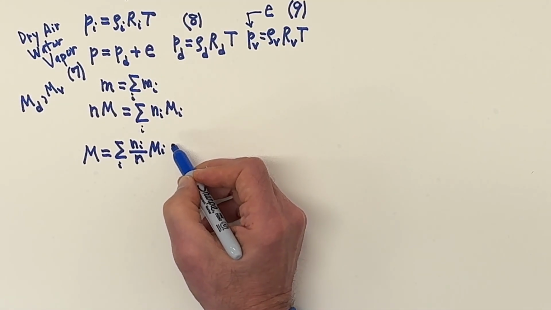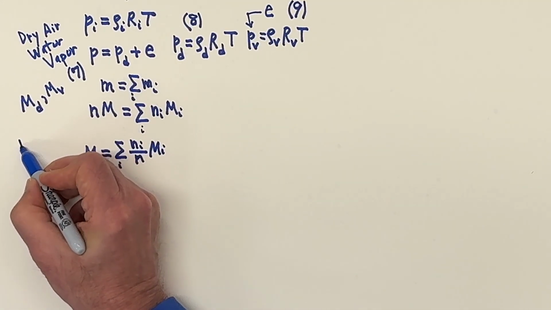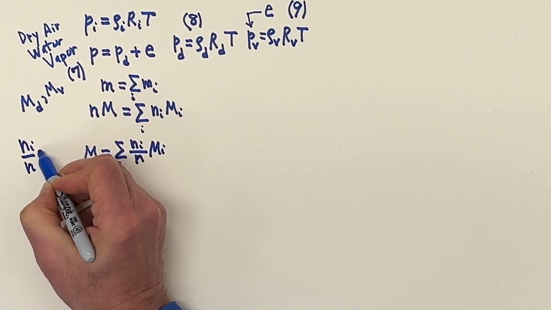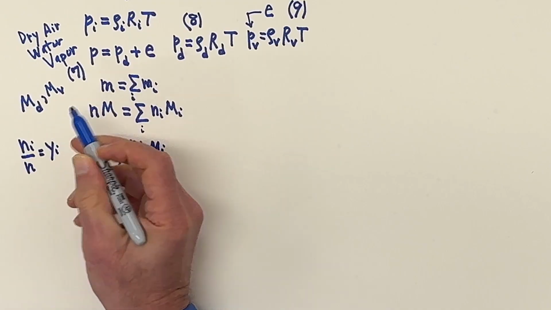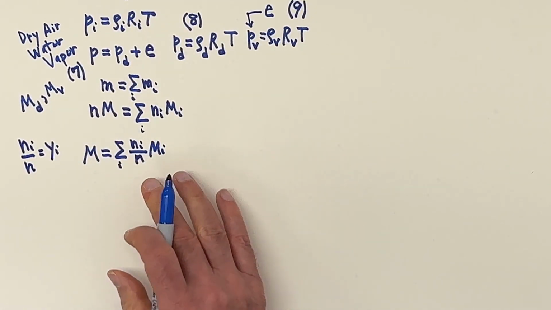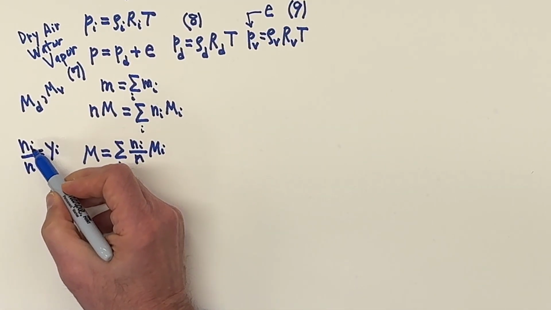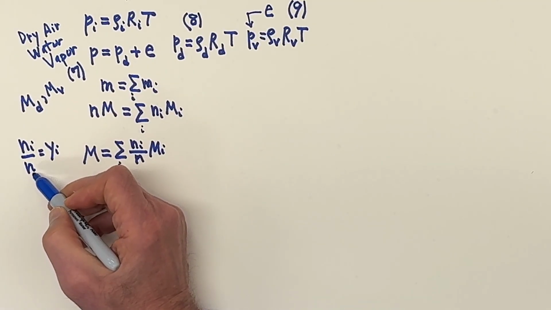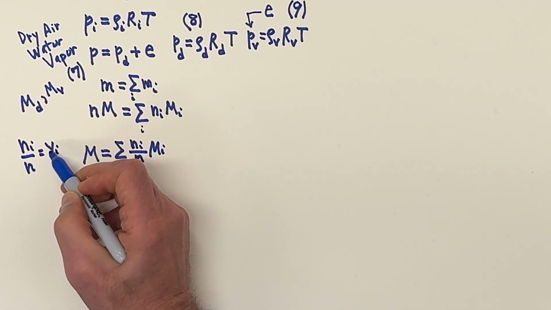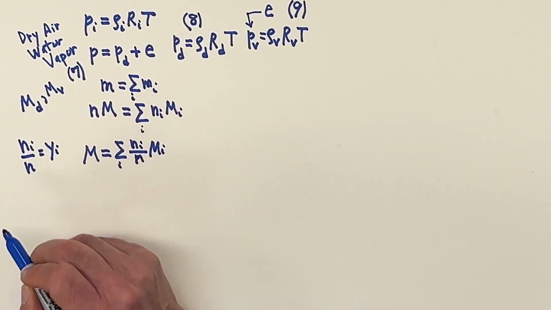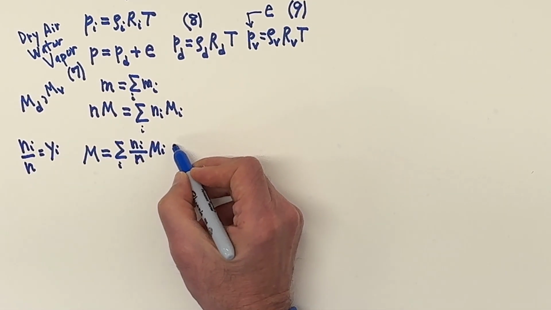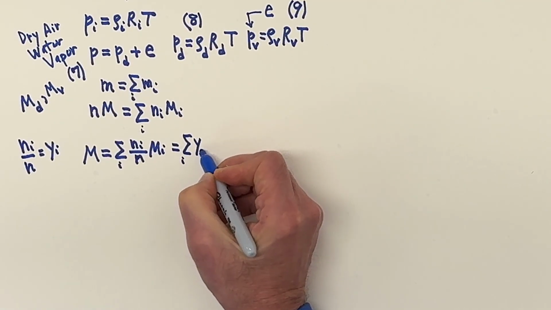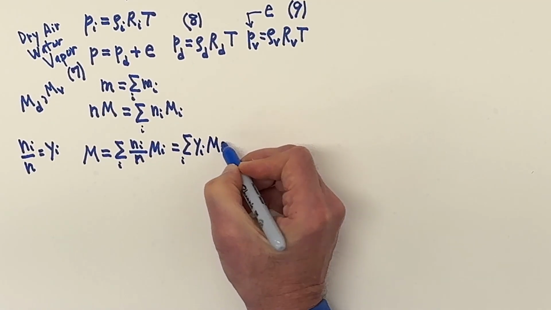And what we do here is we refer to the number of moles for the ith component over the total number of moles as the mole fraction for that component of the gas. Say N sub i is the moles for nitrogen; you divide by the total number of moles of the air, and you would get the mole fraction for nitrogen. And this then is written as the sum of Y sub i M sub i.